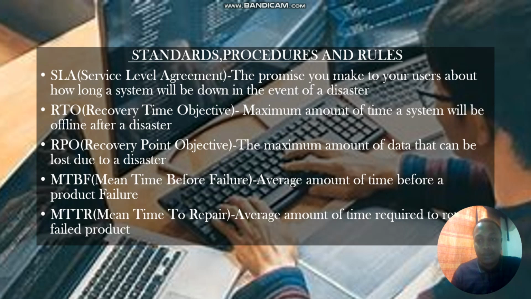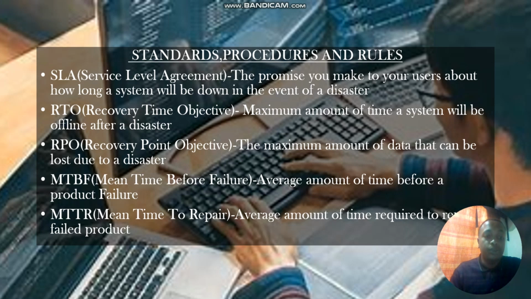Now, a service level agreement is the promise that you make to your users about how long a system will be down in case of a disaster. Okay, a recovery time objective is the maximum amount of time a system will be offline in case of a disaster. You need to understand these terms. There's what we call the RPO, that is the recovery point objective, and it refers to the maximum amount of data that can be lost due to a disaster.